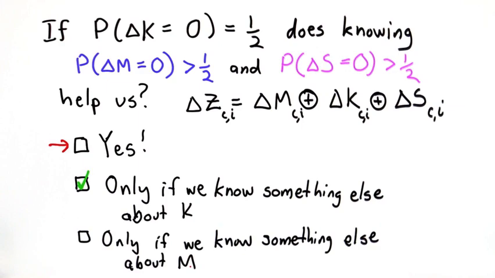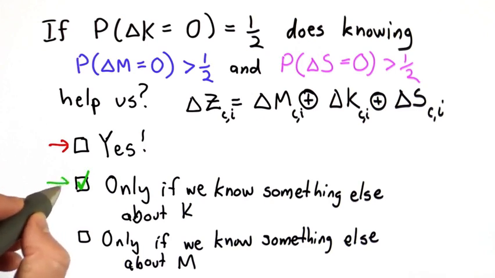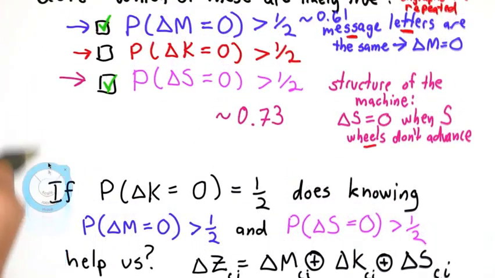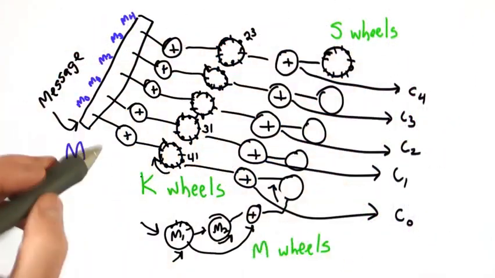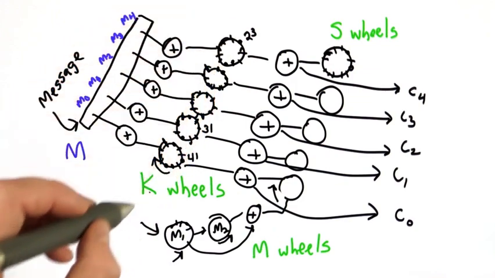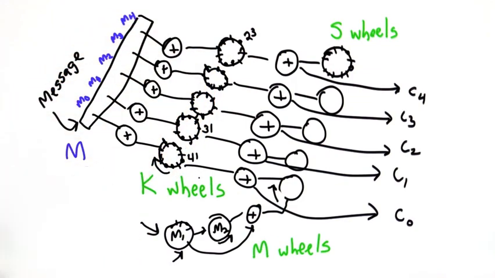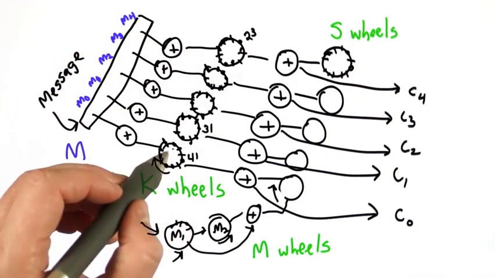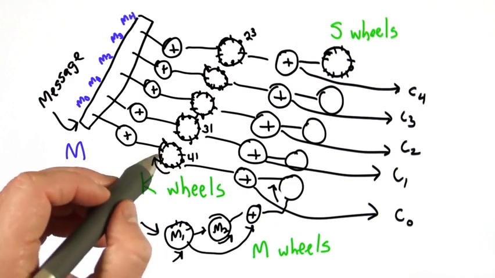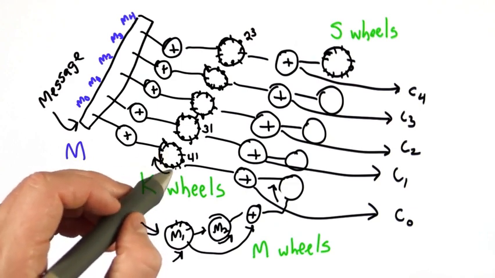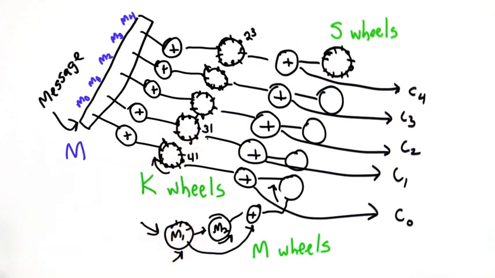Knowing something more about M would be great. That's the message we're trying to decrypt, but that's separate from being able to use this property in a useful way. So what we really need to do is know something more about K. So what more do we know about K? So here's our Lorenz machine, and we have the K wheels. That's what produces K. And each of these wheels might be a different size. So the first one has 41 positions that are all set to either zeros or ones. The second one has 31.